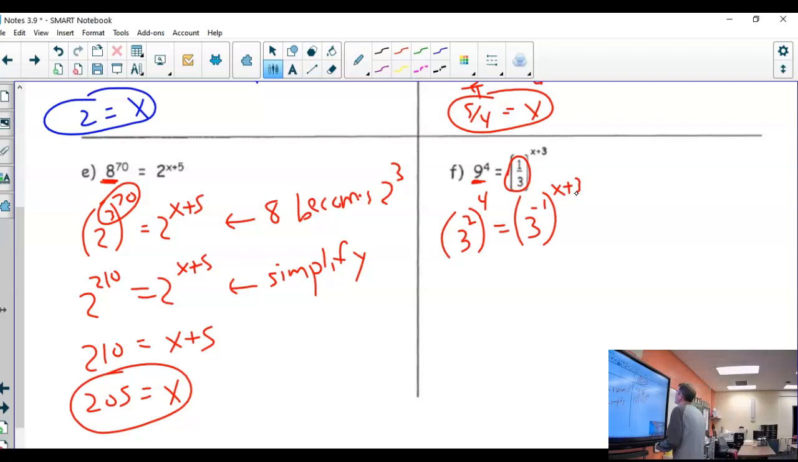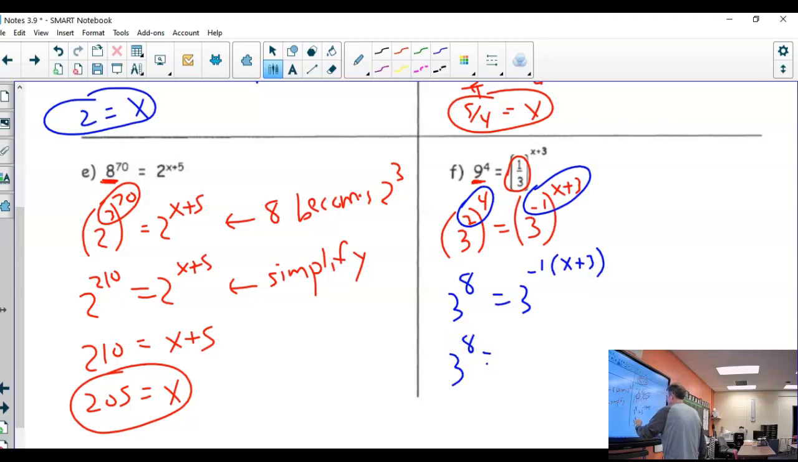You are now ready to simplify it. You can simplify the left side by multiplying the exponents together. And you can simplify the right side by multiplying the exponents together. And I'm going to do that in 2 steps just to point out what it is. -1 times x plus 3. So that would be 3 to the negative x minus 3.